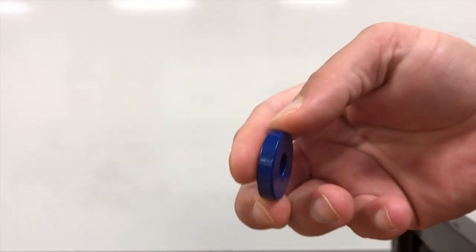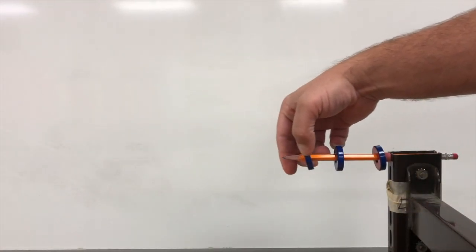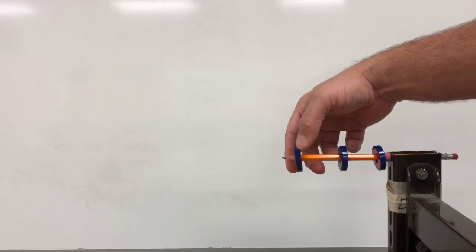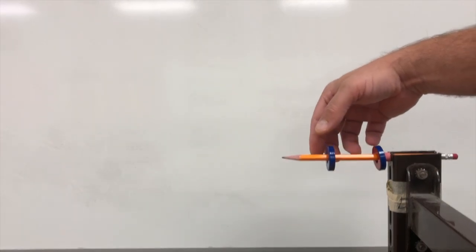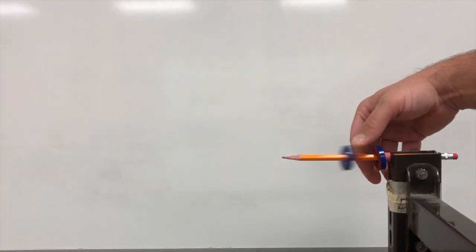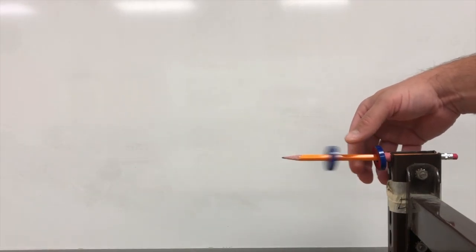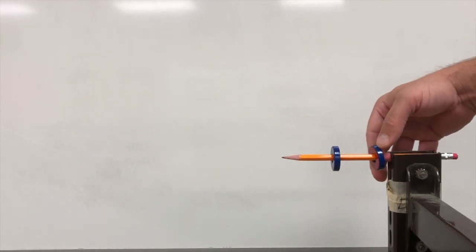Now, let's add one more ring magnet facing the same direction. Notice the forces that make that magnet move and what happens when those forces get balanced out.